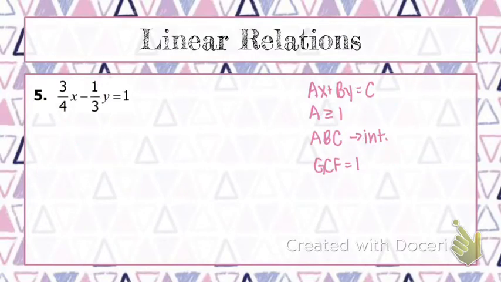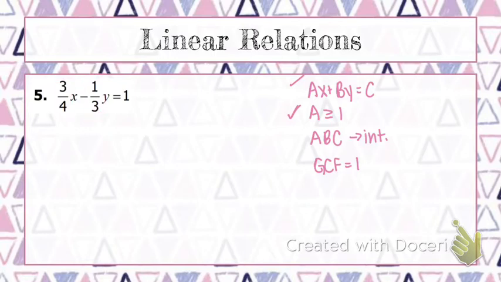Number 5 is a little more difficult. We've got some fractions here. So the first thing I'm going to check is, is it in this general form? And yes, we have something times x, something times y equals c. And so we've kind of satisfied that. Now, a has to be greater than or equal to 1. This is a positive number, so that is satisfied. But a, b, and c are not all integers. We have 2 fractions here.